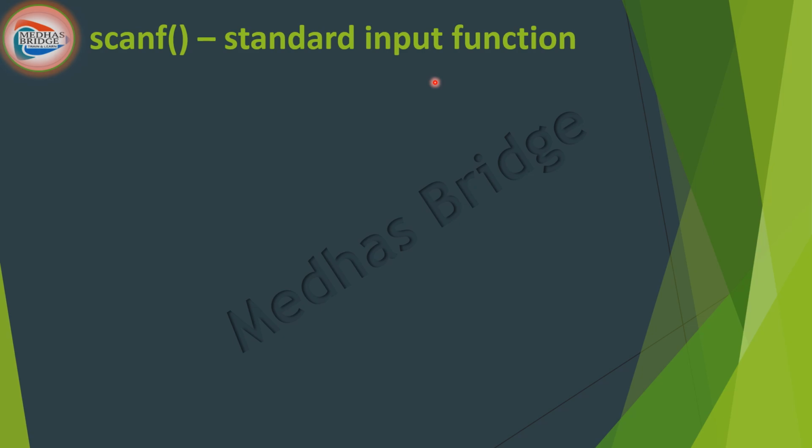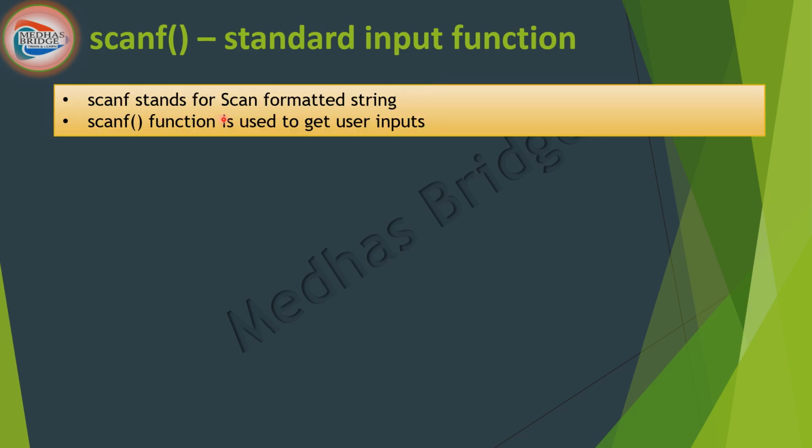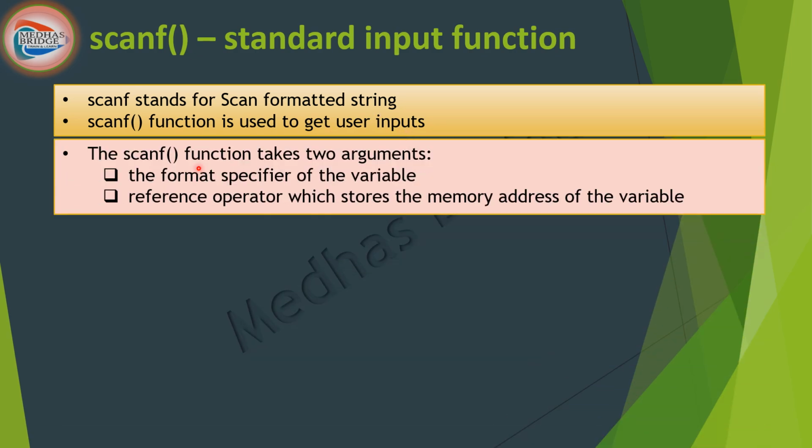Let's see a few points as a takeaway. Scanf stands for scan formatted string. The scanf function is used to get user inputs. It takes two arguments as input. One is the format specifier, based on the variable that you are defining in your program, like %d, %f, %c, things like that. And the second argument is the reference operator, which stores the memory address of the variable. These two are the inputs to scanf.